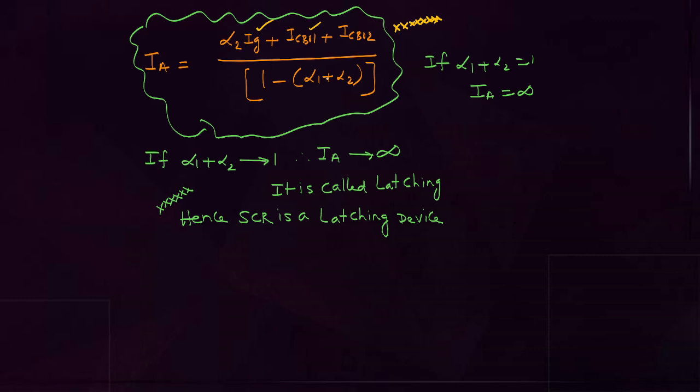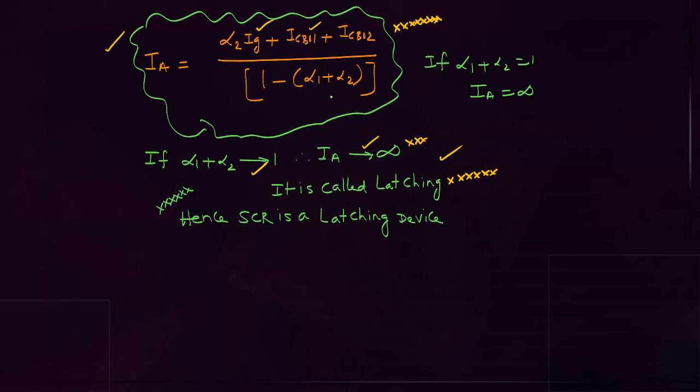of the T1 transistor and T2 transistor. The final conclusion here: if alpha 1 plus alpha 2 tends to unity, IA tends to infinity, hence it is called a latching device. This is the proof, very important. SCR is a latching device because if this sum tends to unity, IA tends to infinity. This statement you have to remember, and this formula also.